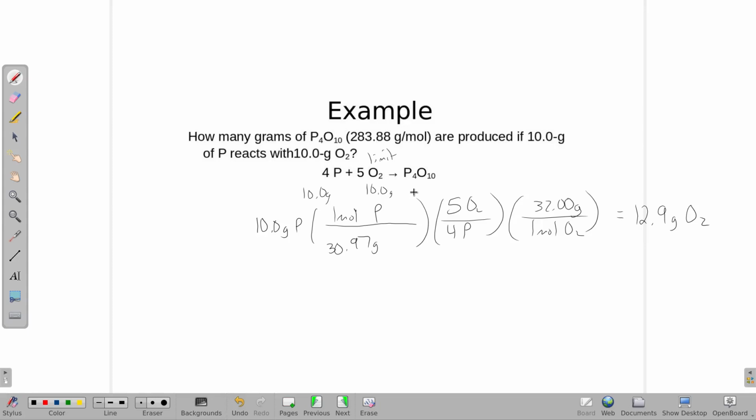All right, but it didn't ask which one's limiting. It wants to know how much P4O10 is made. So we're going to start with the limiting reagent and convert that to moles, because that's what we're always going to do with grams.